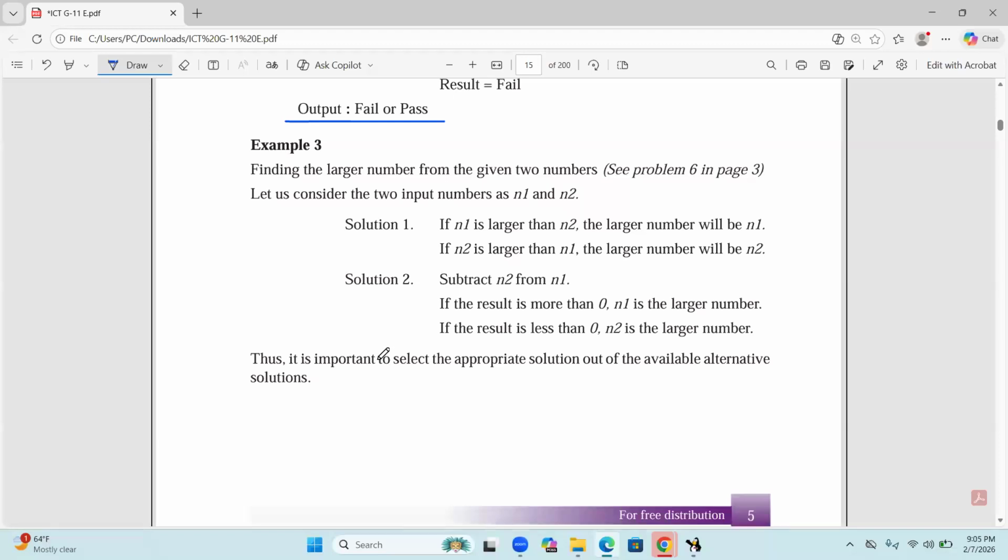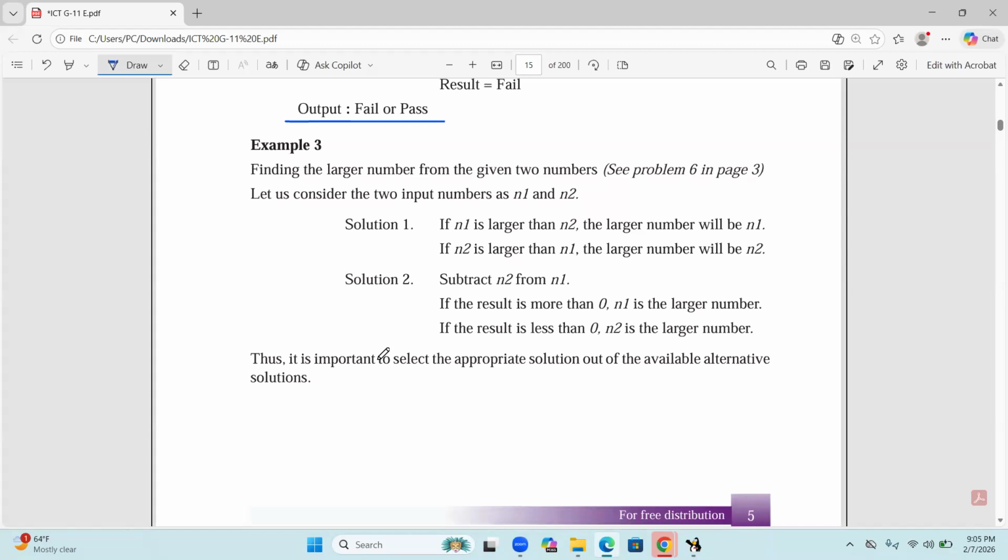Finding the large number from the given two numbers. So the first solution method is, if n1 is larger than n2, the large number will be n1. And then the second solution method is, if n2 is larger than n1, the large number will be n2. Otherwise, you can get the output by subtracting from n1.